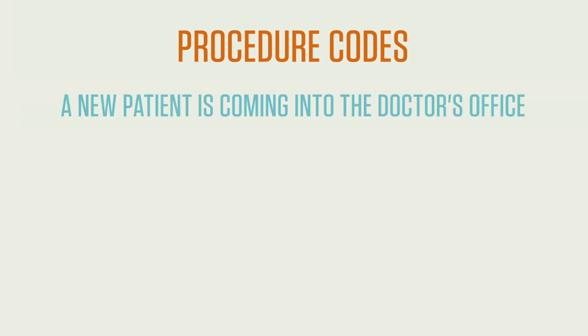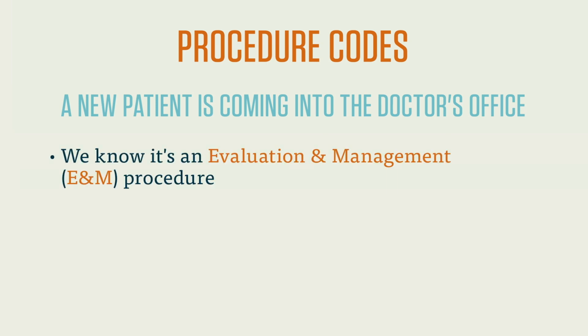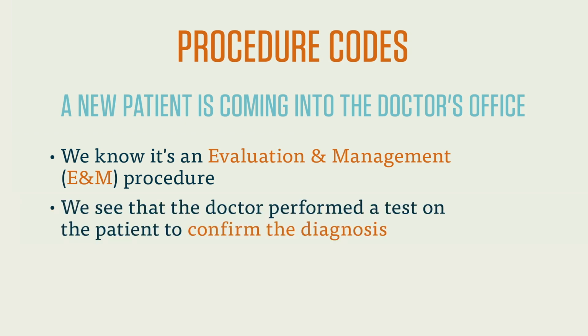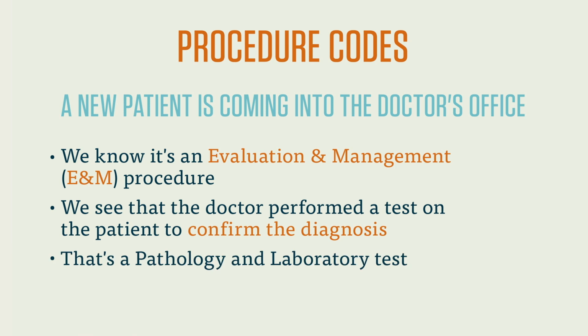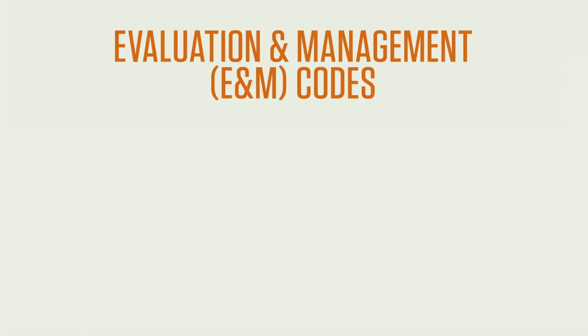Now we get into the procedure codes. There are a couple here. Firstly, since a new patient is coming into the doctor's office with an as yet unspecified condition, we know it's an evaluation and management (E&M) procedure. Secondly, we see that the doctor performed a test on the patient to confirm the diagnosis. That's a pathology and laboratory test. Let's start with the E&M codes.